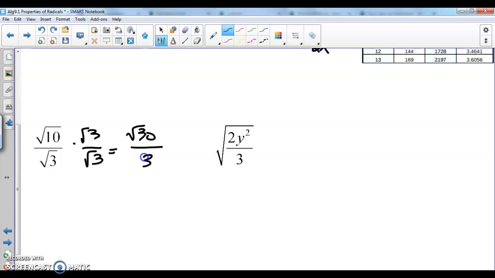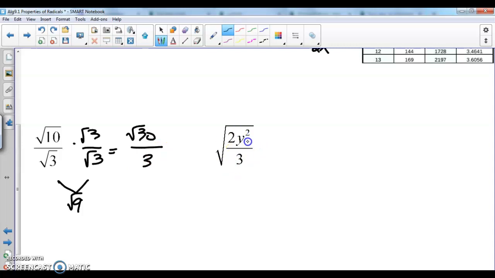If you're not so sure, you can go back. Radical 3 times radical 3 is radical 9, right? But what is radical 9 again? It's 3. Quick check: can 3 divide 30 or no? Well, in this case, this is a radical expression, this is a regular one, so don't divide.